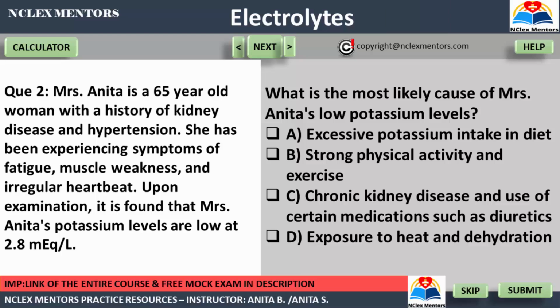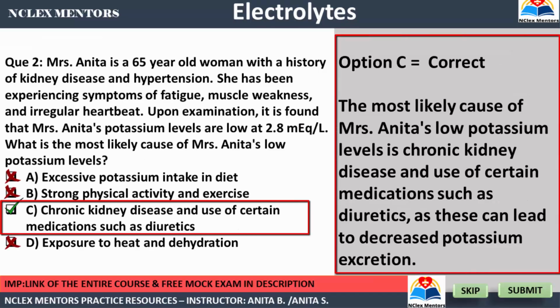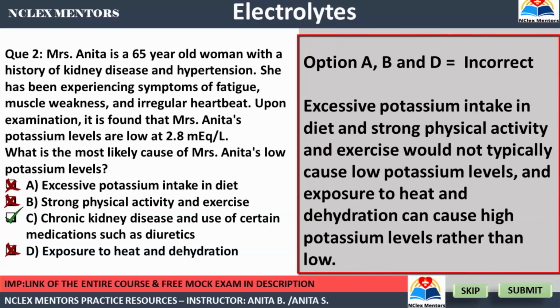All right, let me reveal the right answer to you. Correct answer, C. The most likely cause of Mrs. Anita's low potassium levels is chronic kidney disease and use of certain medications, such as diuretics, as these can lead to decreased potassium excretion. Excessive potassium intake in diet and strong physical activity and exercise would not typically cause low potassium levels, and exposure to heat and dehydration can cause high potassium levels rather than low.